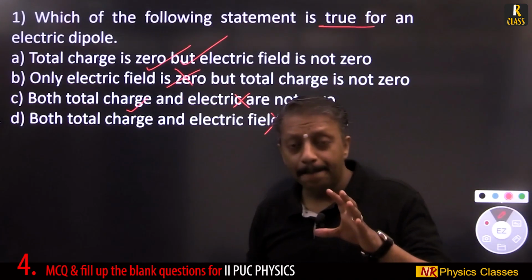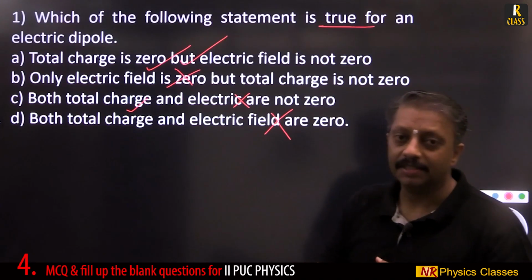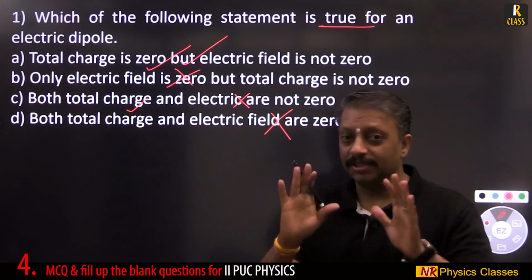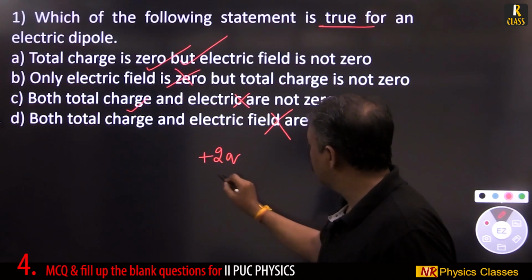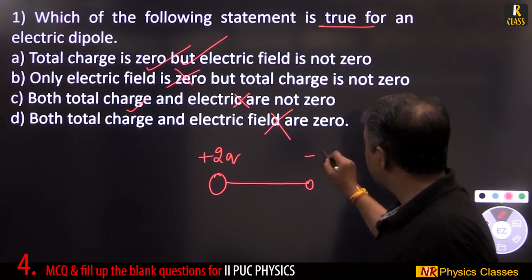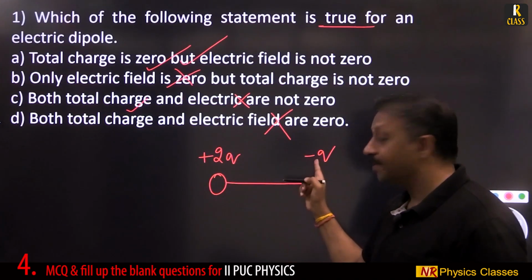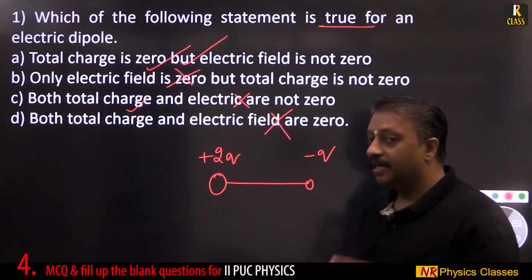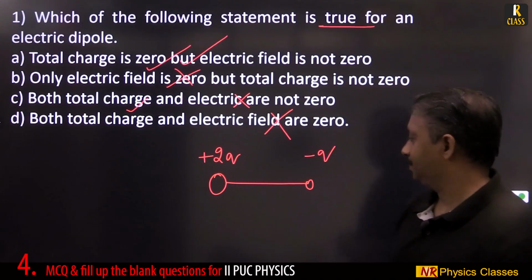What is a dipole? Equal and opposite charges separated by a small distance, isn't it? So net charge is equal to 0. We cannot have 2q, plus 2q, and then minus q. This is not an electric dipole because these charges have different magnitudes. One of the conditions for a dipole is that net charge should be 0.